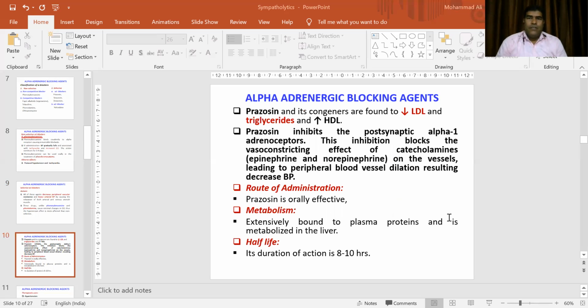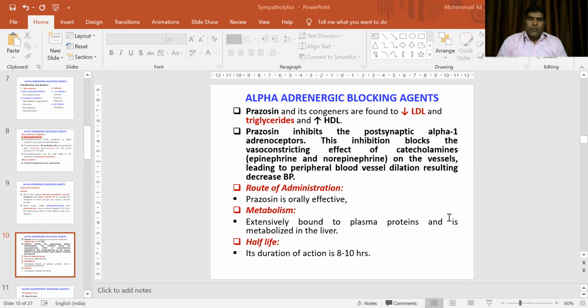Prazosin inhibits the post-synaptic alpha 1 adrenoreceptor. This inhibition blocks the vasoconstriction effect of catecholamines such as epinephrine and norepinephrine in the blood vessel, leading to peripheral blood vessel dilation, resulting in decreased blood pressure.